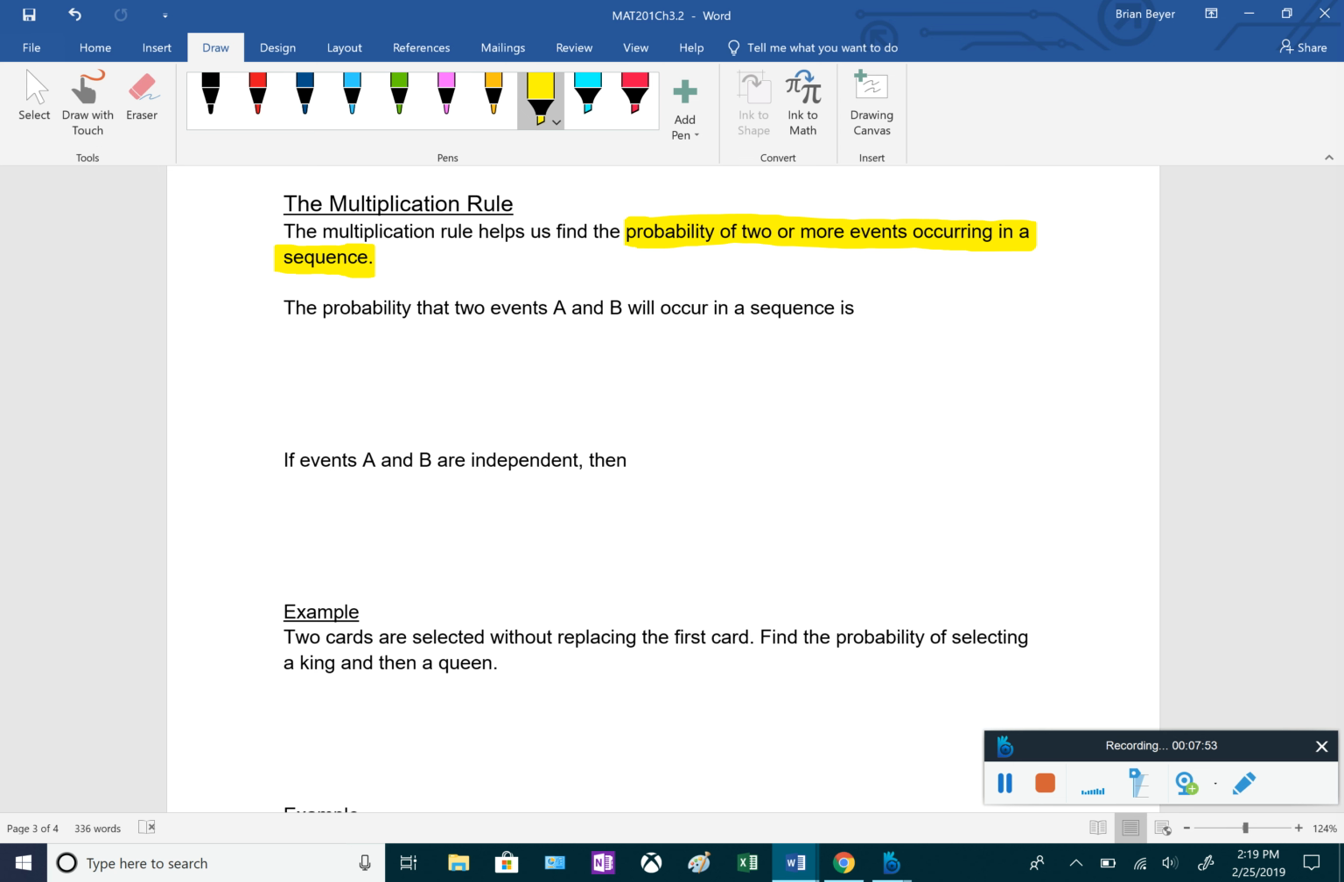So the probability that 2 events, A and B, will occur in a sequence is going to be the multiplication rule, which is the probability of A and B. You can kind of read that "and" as "and then." The probability of A and then B occurring equals the probability of A times the probability of B, given that A just happened. So we have that conditional probability in here.